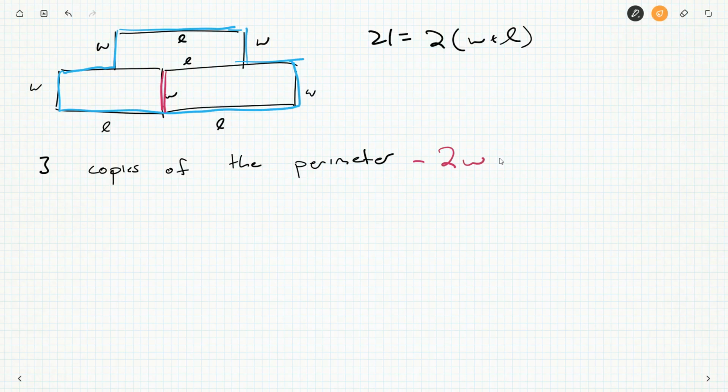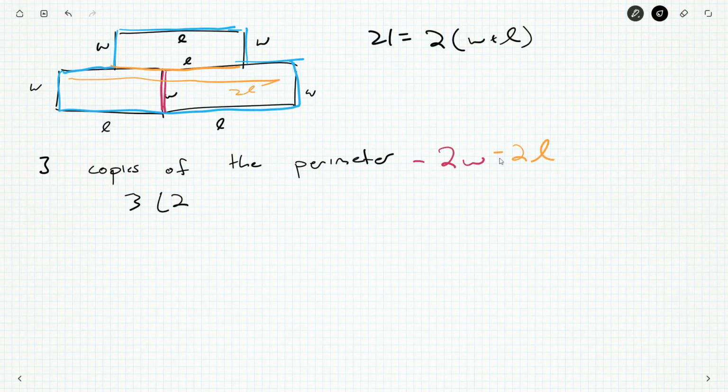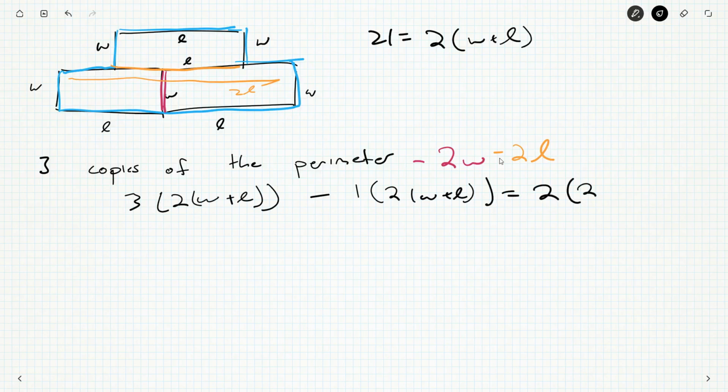And then we have 1 L on this side for the top rectangle, and 1 L out of a total length of 2 L's that is not part of the perimeter. So it's 3 copies of 2W plus 2L minus 1 copy of 2W plus 2L. It's just going to be 2 times (2W plus 2L). So that's 2 times 21, or 42.